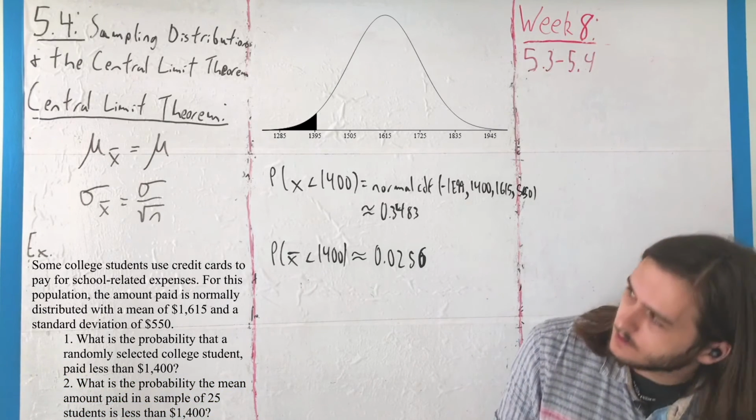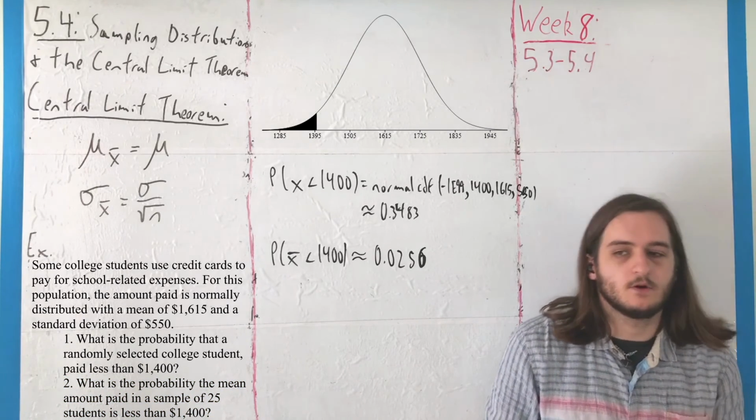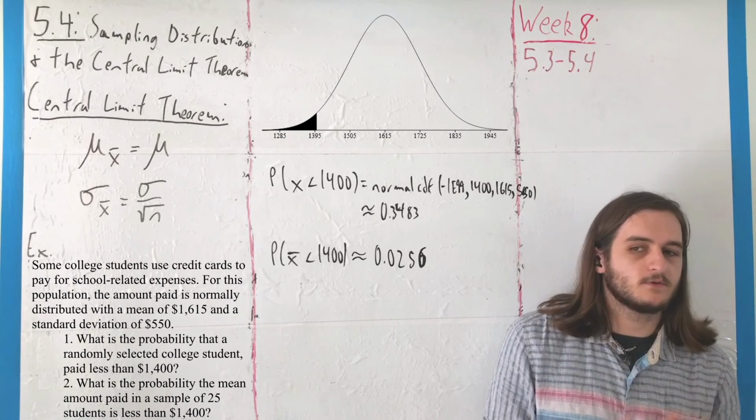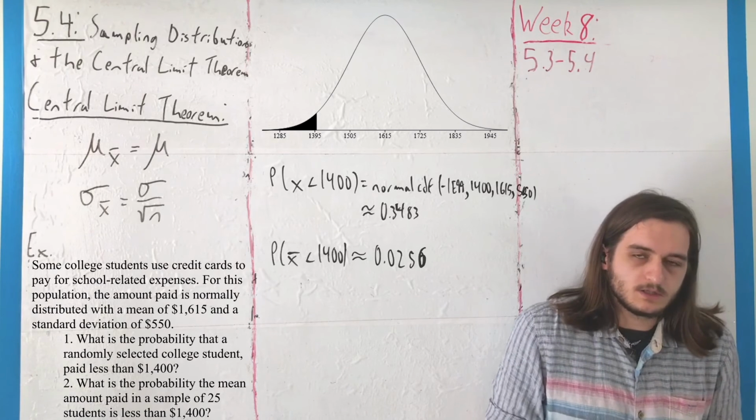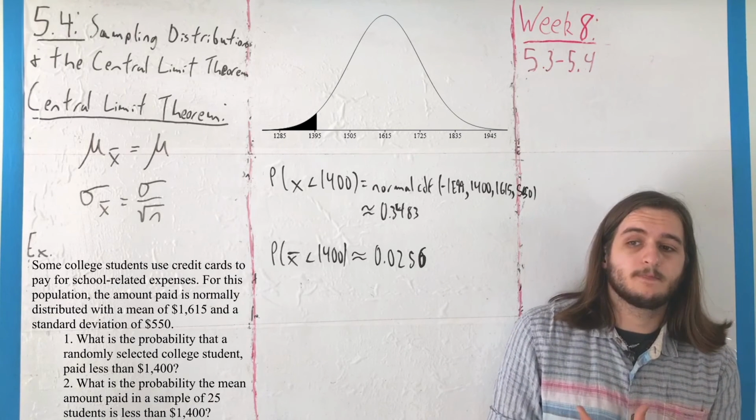But that's really all we're going to see here for 5.4. You might get some stuff in the homework about looking for inverse normal type values. You'll get that on the worksheet as well. It's all about just getting used to these probabilities and these values.